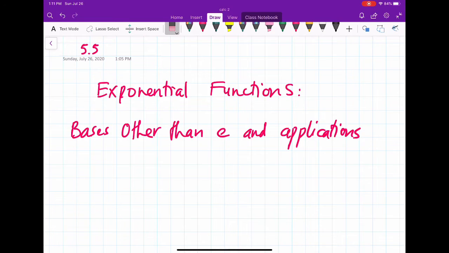Hello, today we continue our topic, exponential functions, but we study such functions in different ways, other than e. And at the end of the video, we study some applications.